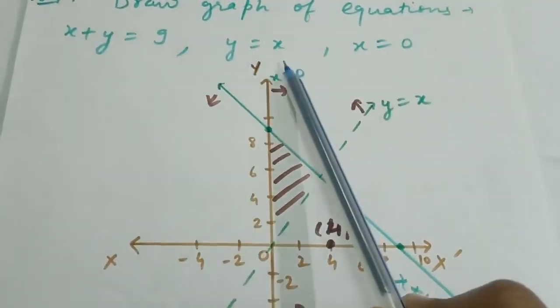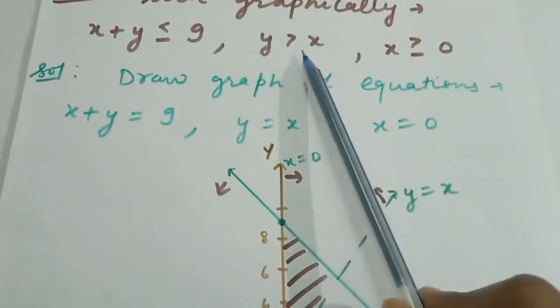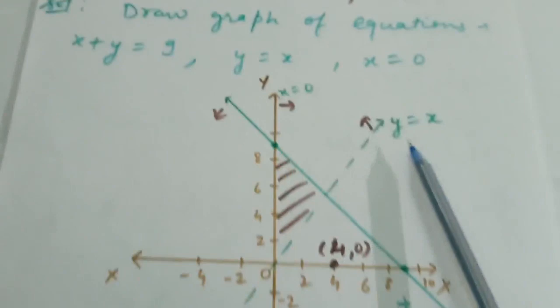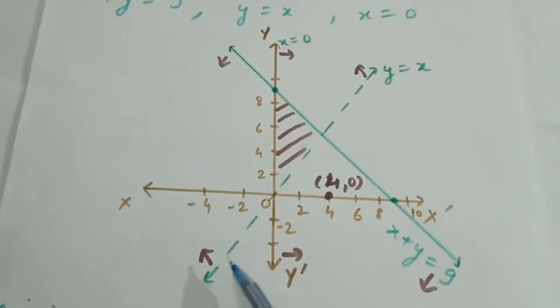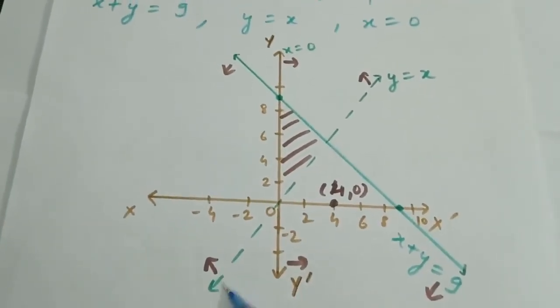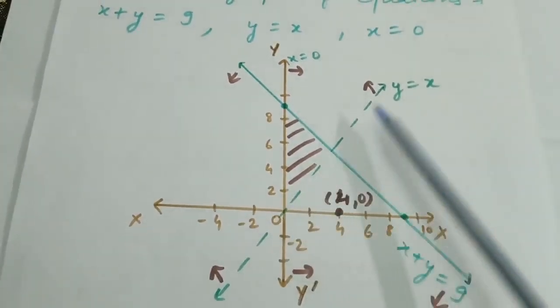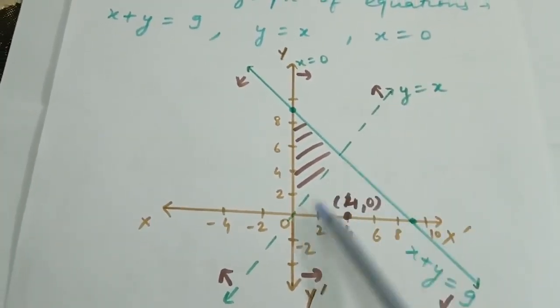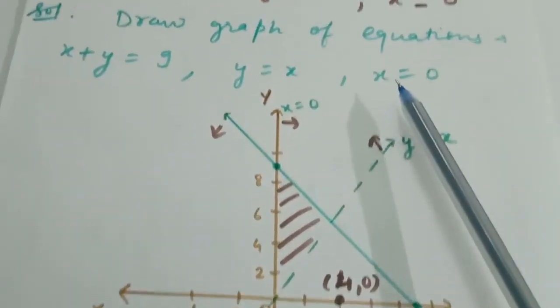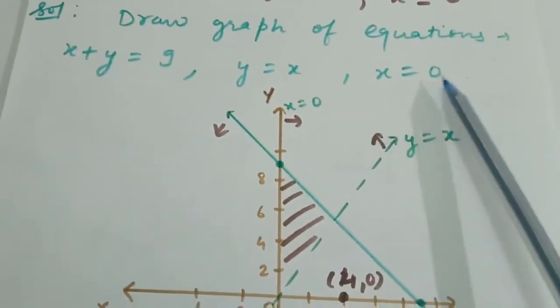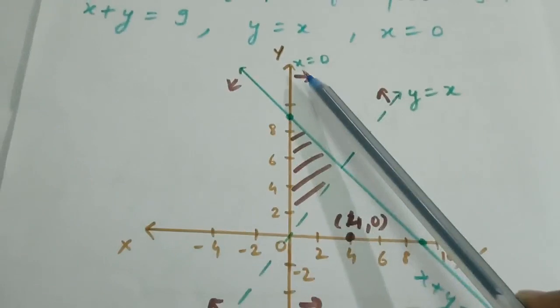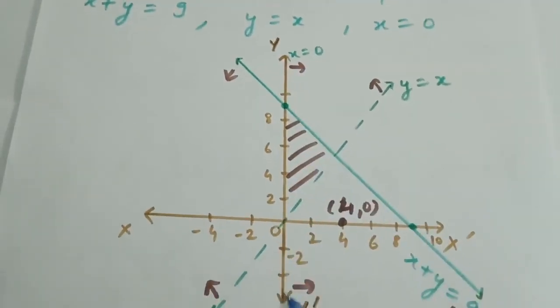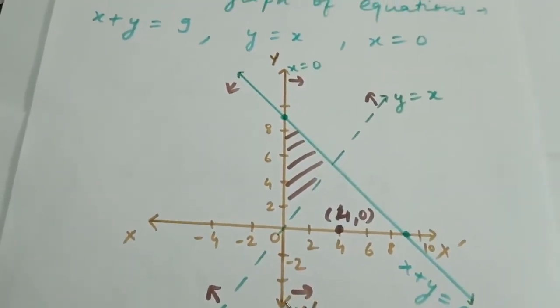Next is y equal to x. Also, equality is not there in the question, so we will draw the dotted line. Take any points, right, and draw the graph of the line y equal to x. It will be dotted now. And next is x equal to 0. As we know, this is our y-axis. So this is our line x equal to 0, right?